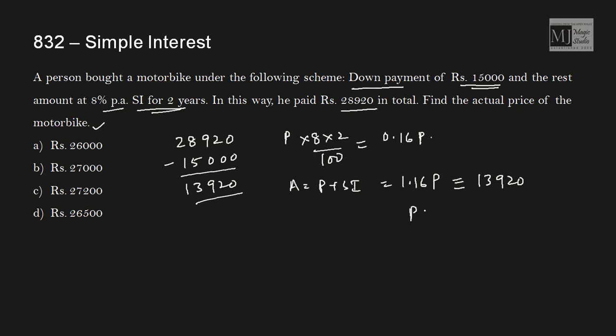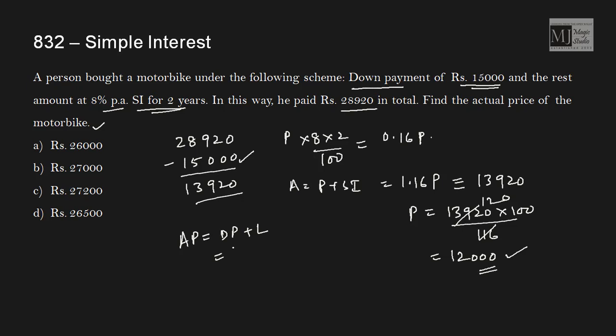So P is 13,920 into 100 by 116. If I divide, this will go 12 times. So P would be 12,000. So the loan amount is 12,000 and the down payment is 15,000. So actual price equals down payment plus loan amount, that is 15,000 plus 12,000, 27,000.